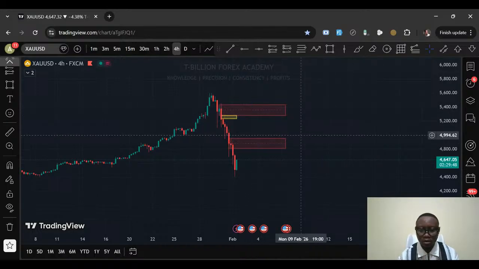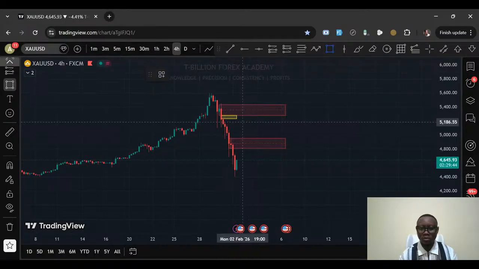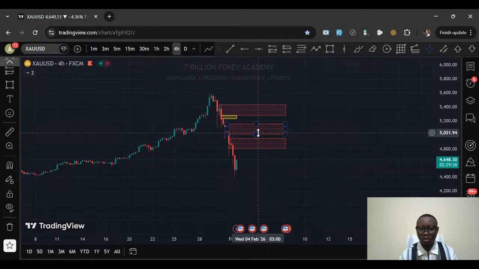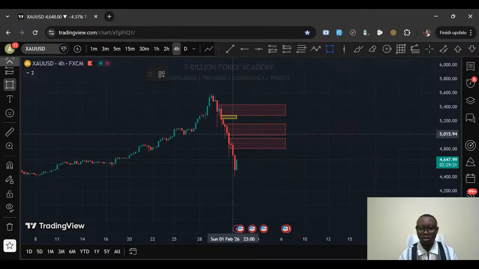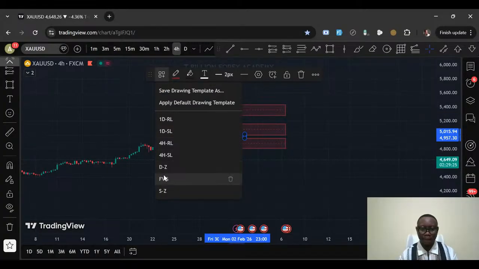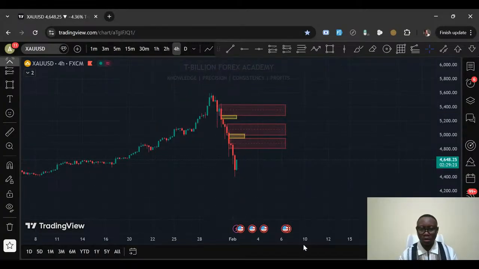Let's see. We have a zone here as well. I'll mark this zone out. And we have our FVG here as well.